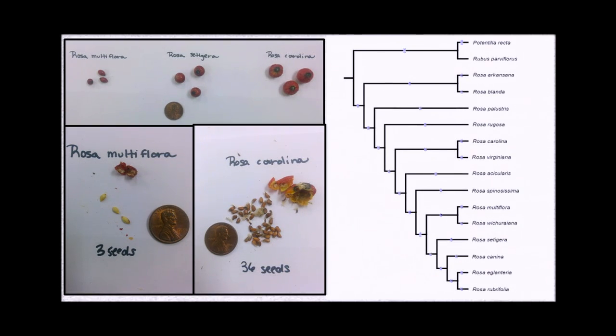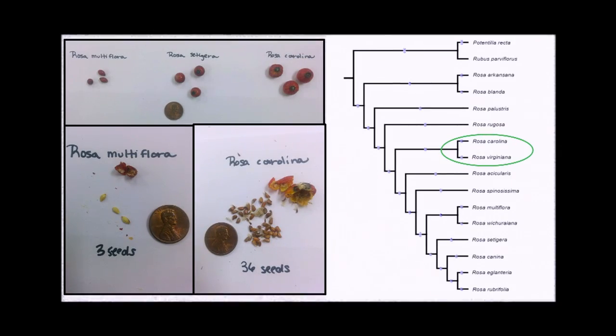Another rose species that's much less invasive is Rosa carolina, the Carolina rose, and they make a bigger hip, much bigger hip, and bigger seeds. It's a little bit hard to see that difference in seed size there, but they do make somewhat bigger seeds.